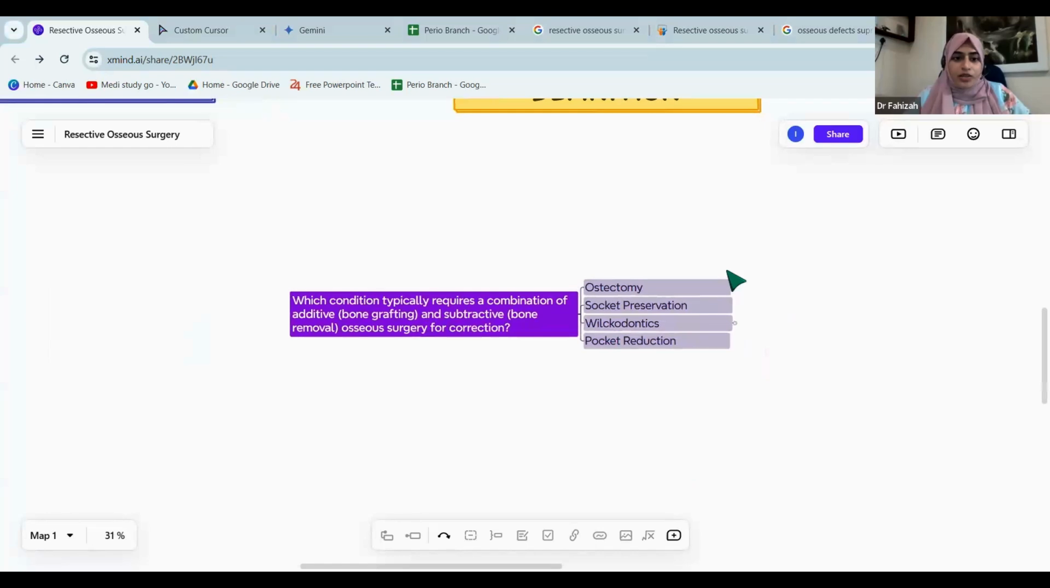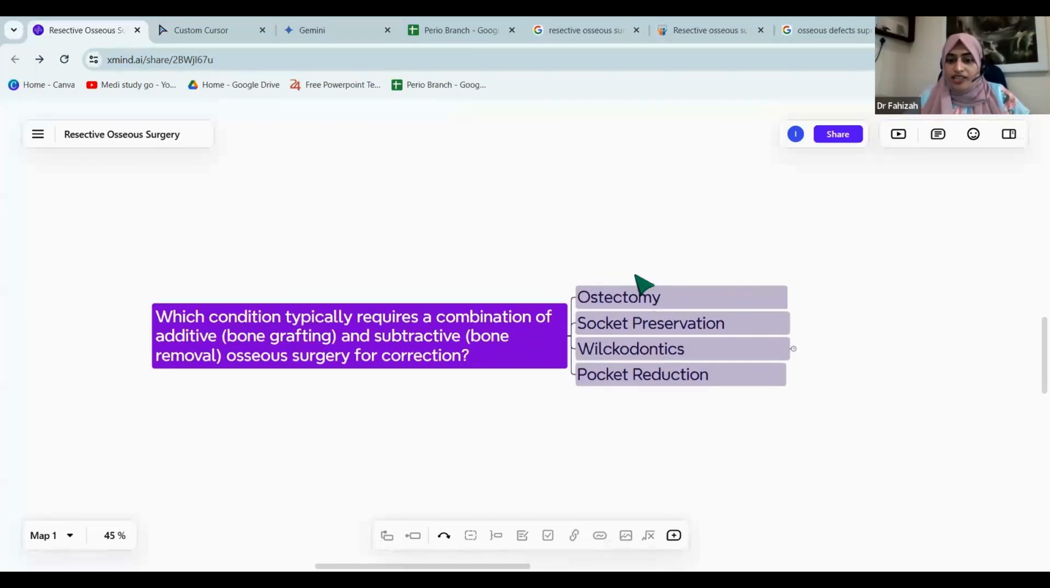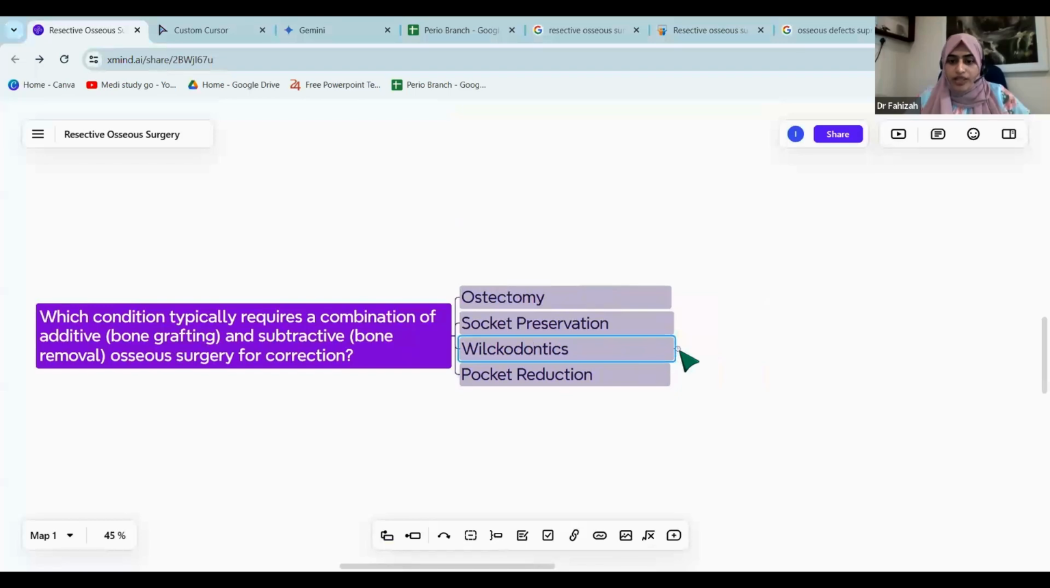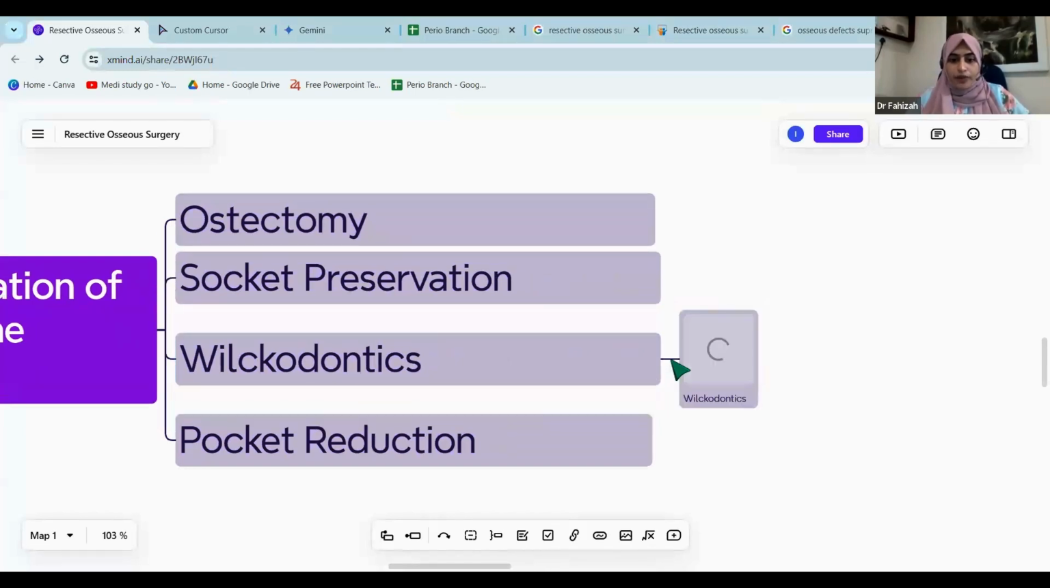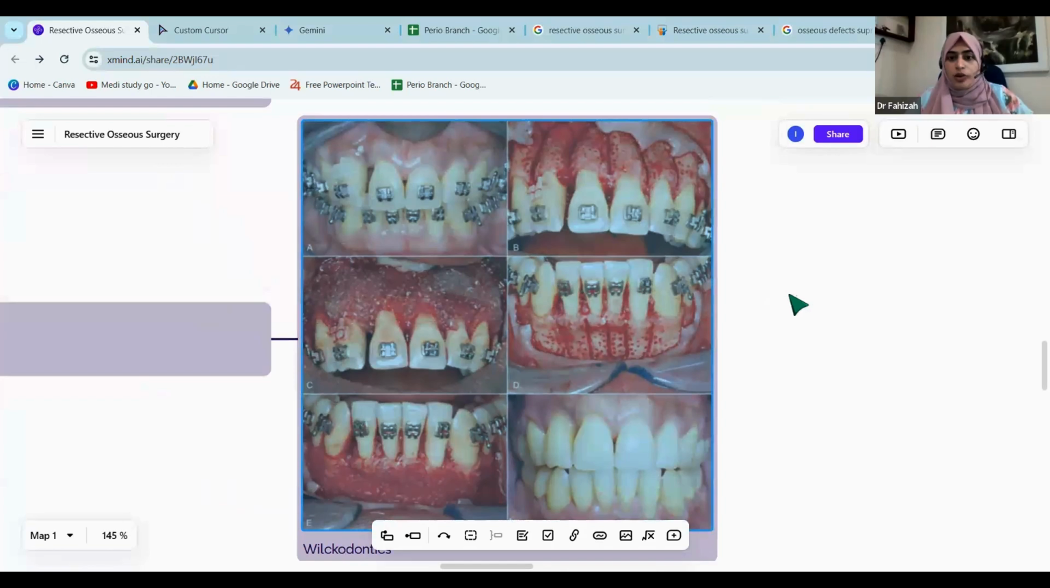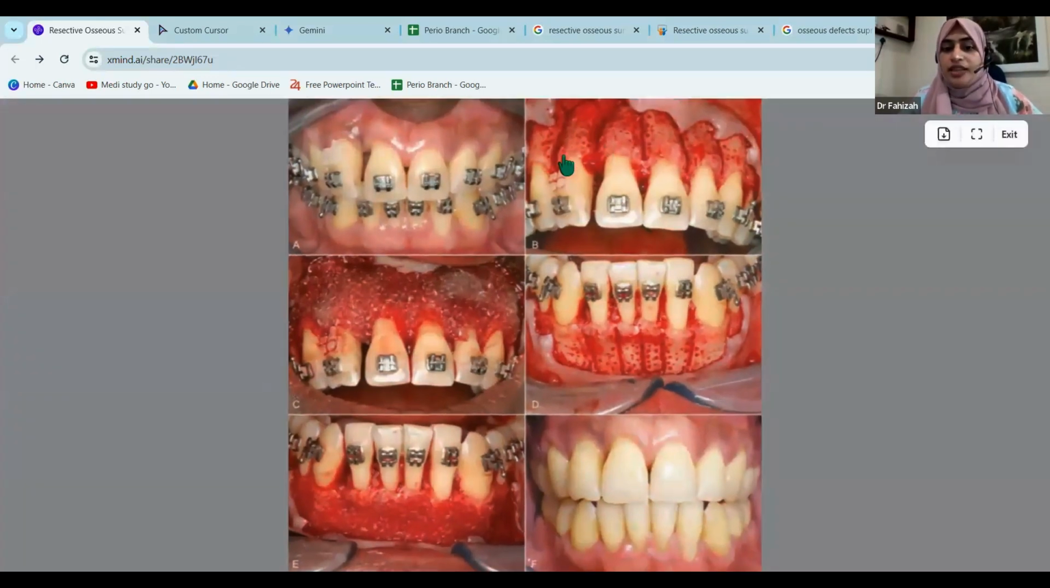So there is one procedure which is called Wilckodontics. In Wilckodontics, we do both additive as well as subtractive osteosurgery. So why Wilckodontics? Let me show you. Can you see the procedure over here? In orthodontic cases, they do all these small cuts, and also can you see the small dots over here? That also they do with a small bone burr. They do all those dots, and on top of that they add the bone graft. They pack it up, and then they close it.